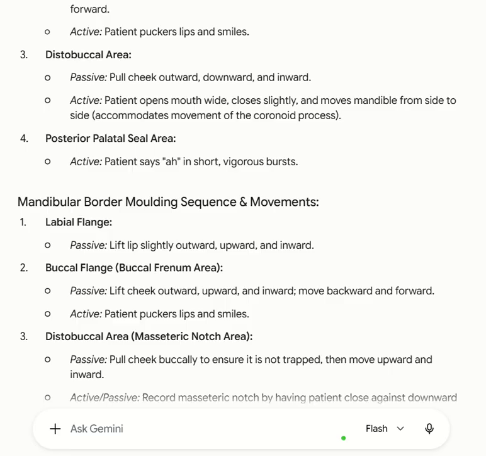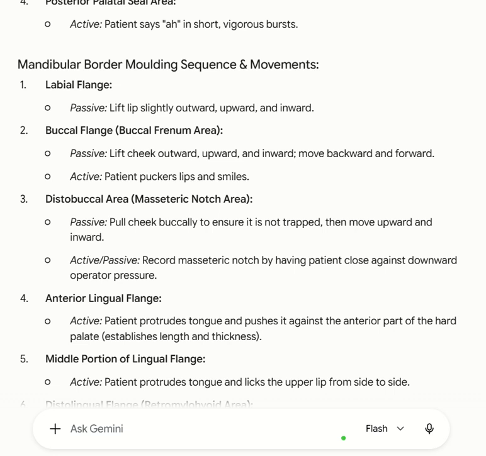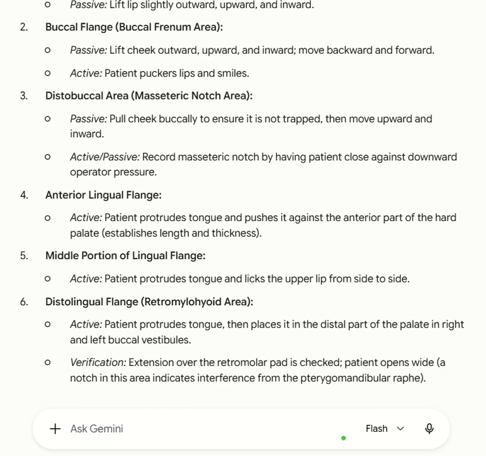Anterior lingual flange, active: patient protrudes tongue and pushes it against the anterior part of the hard palate, establishes length and thickness. Middle portion of lingual flange, active: patient protrudes tongue and licks the upper lip from side to side. Distolingual flange, retromylohyoid area, active: patient protrudes tongue, then places it in the distal part of the palate in right and left buccal vestibules. Verification. Extension over the retromolar pad is checked. Patient opens wide. A notch in this area indicates interference from the pterygomandibular raphe.